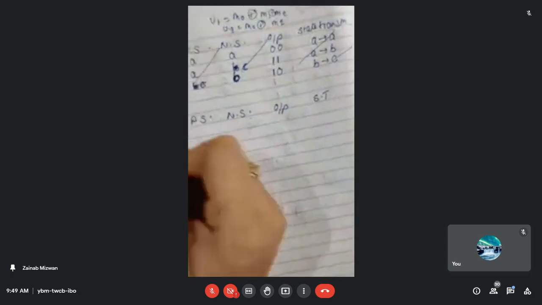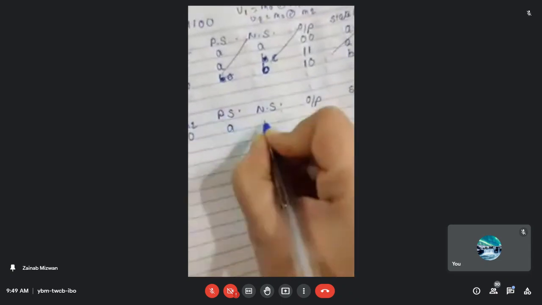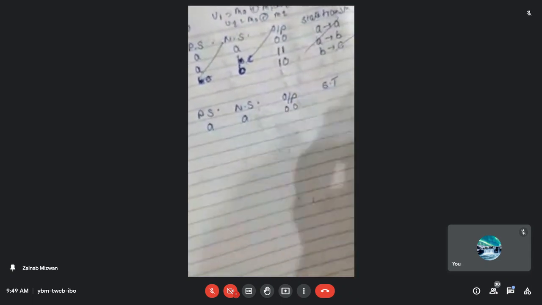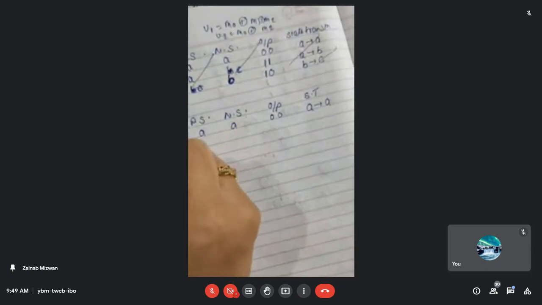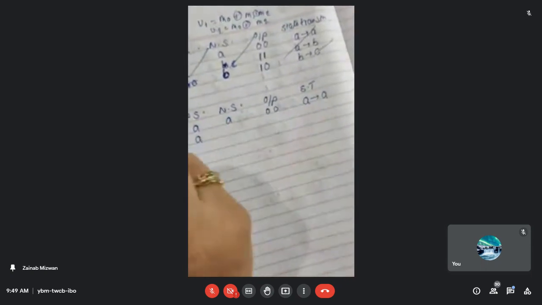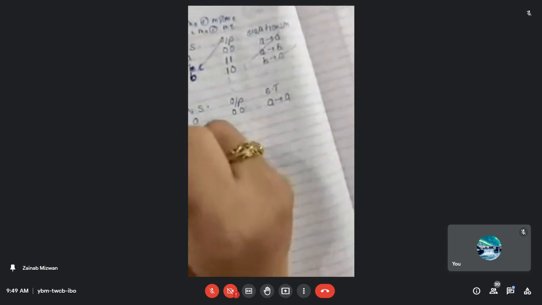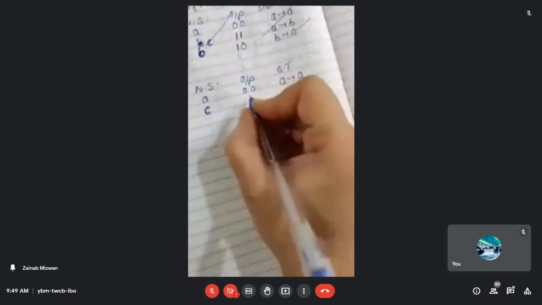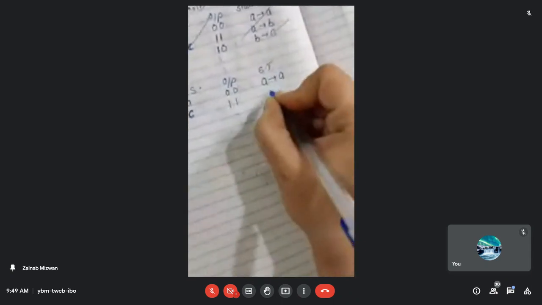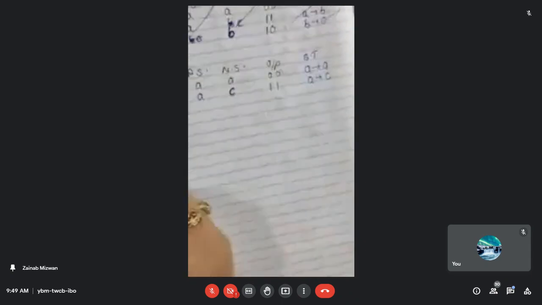So initially 0 0 0, A, output is also 0 0. The state will be from A to A. Then for the 1 0 0, it will be A, and the next state will be 1 0. So 0 0 0 1 and 1 0. 1 0 is your C over here. So here C over here, and the output will be 1 1. So the state transition will be from A to C.